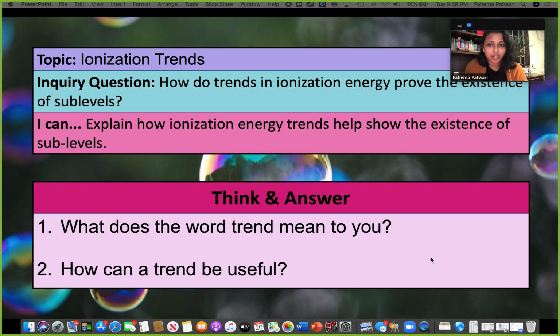Today's lesson is on ionization trends and how we can use the trends in ionization energy to prove the existence of sublevels. So for today's think and answer, what does the word trend mean? The word trend can mean a pattern, and that can be useful because you can use a pattern to predict things, right? You can use information you know to identify a pattern and then use that pattern to predict further information based on that.